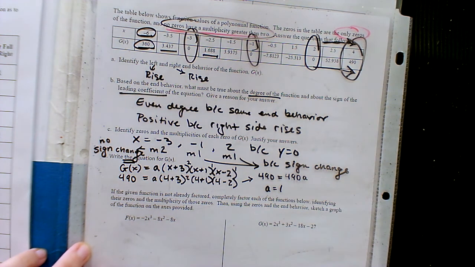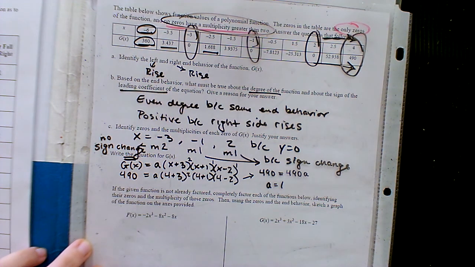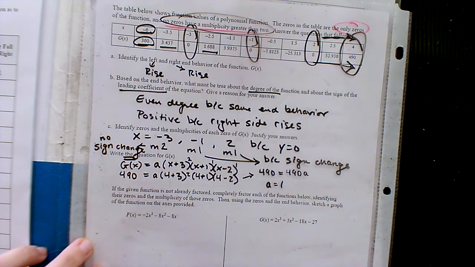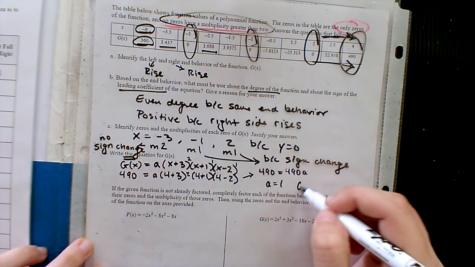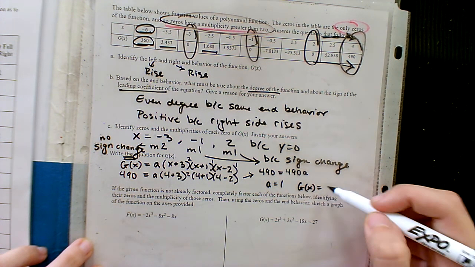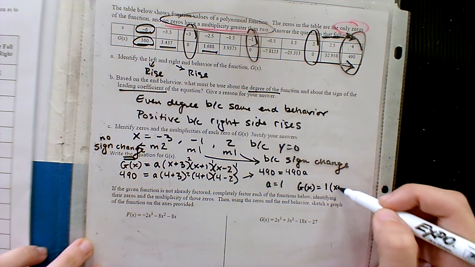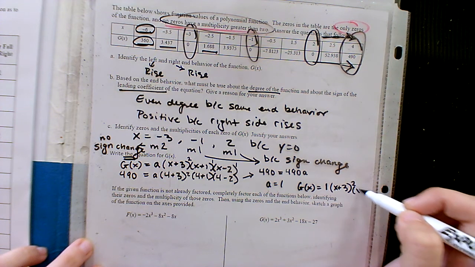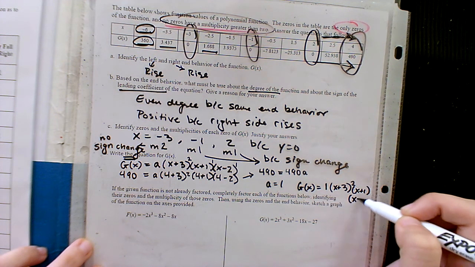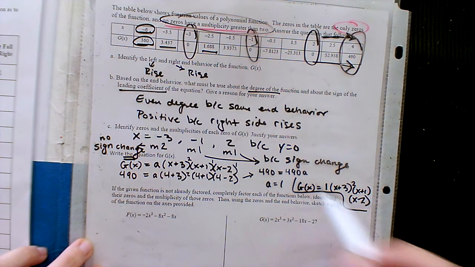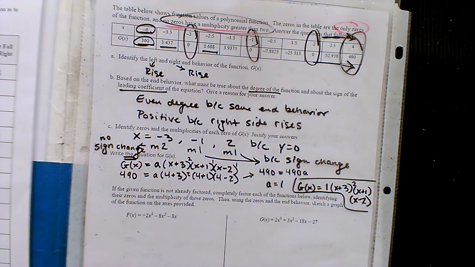A is conveniently 1. Was that our A value from Friday? Yeah? Okay. It's not always going to be 1. Let's not make that assumption or conclusion. It most likely is going to be something other than 1. For some reason, it just worked out nice for both of these examples. So g of x is 1 times (x plus 3) squared times (x plus 1) times (x minus 2). Okay, there's the exact equation that would produce that table of values.